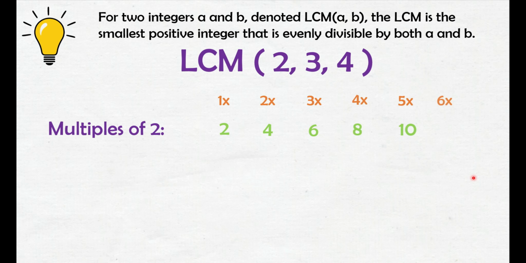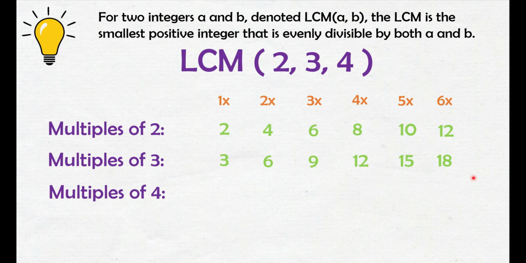And then the multiples of 3. 1 times 3 is 3, 2 times 3 is 6, 3 times 3 is 9, 4 times 3 is 12, 5 times 3 is 15, 6 times 3 is 18.